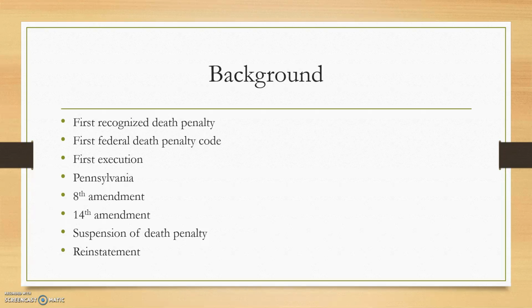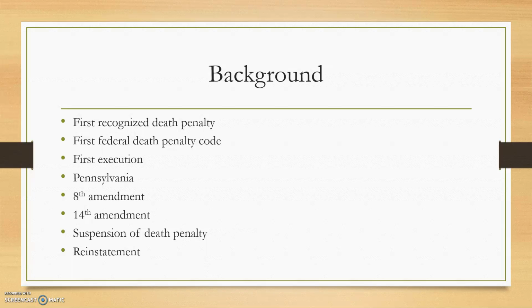The first federal death penalty code was implemented in 1790. It was also known as the Crime Act of 1790. It was established by the first U.S. Congress, and it defined the crimes that constitute its use on April 30th of 1790.